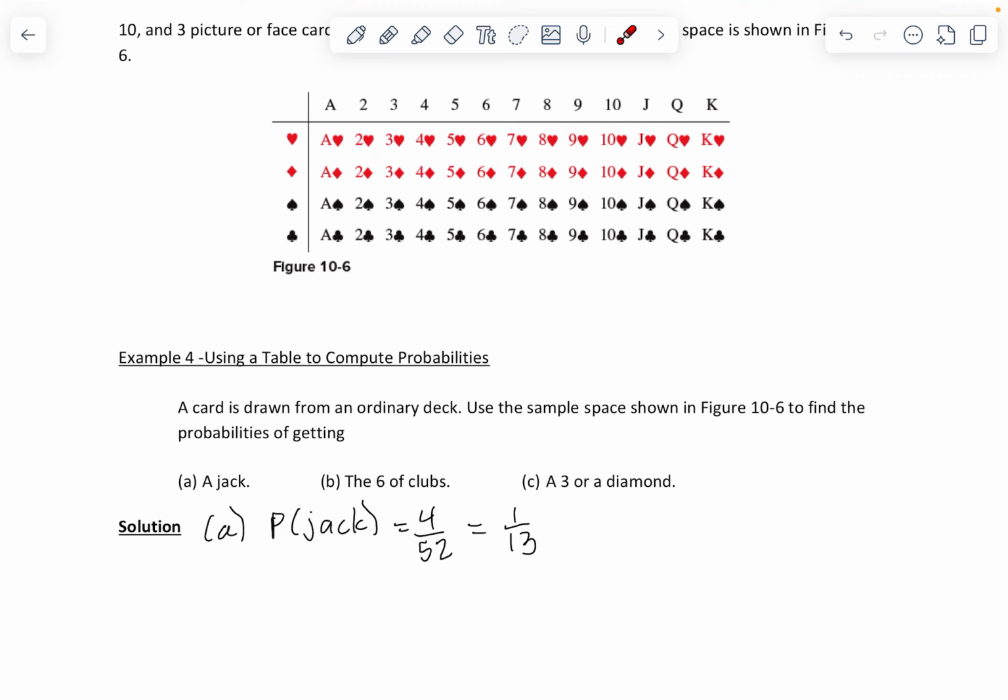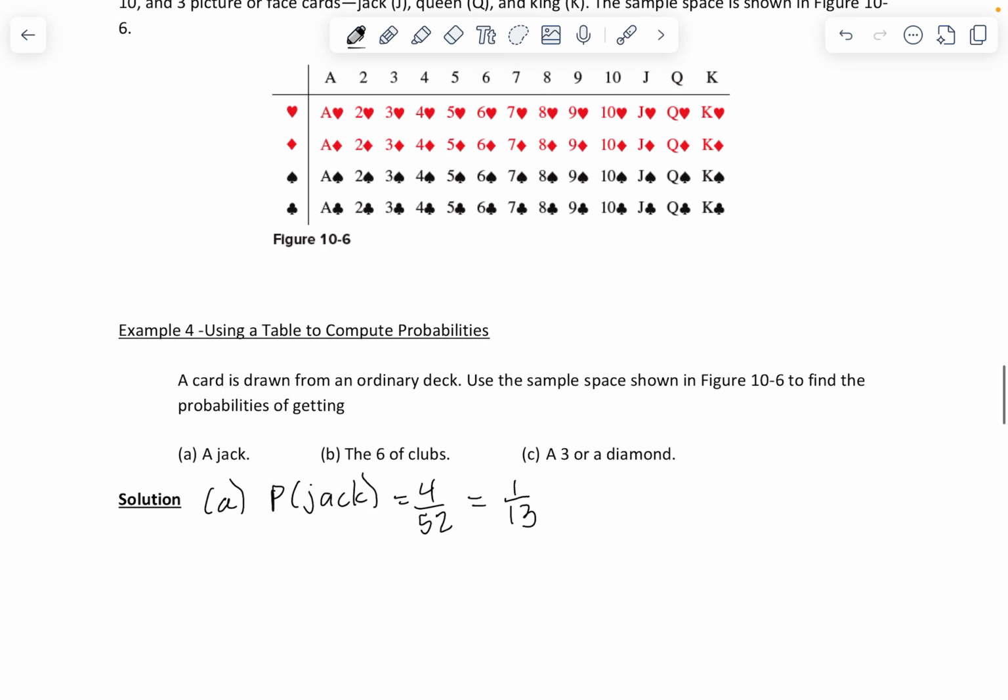B, the 6 of clubs. There is only one card in the entire deck that is the 6 of clubs. It's this one right here in my sample space. So the probability of selecting the 6 of clubs is just equal to 1 out of 52.